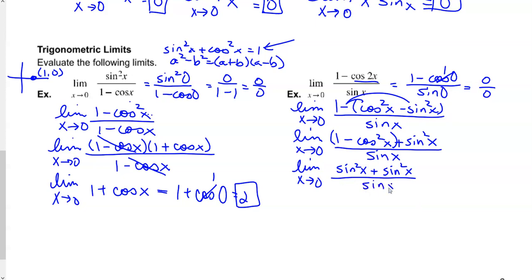Now, I have two things on top that I can combine like terms. So I'm going to get the limit as x approaches 0. Sine squared plus sine squared gives me 2 sine squared of x all over sine of x. Now, why is that important? Because now I have a sine on top, actually 2 of them, and I have a sine on bottom, so I can actually cancel one of these with that square. Okay, so when I cancel it, then I end up with 2 times the sine of x. And so as x goes to 0 of 2 times the sine of x, this is kind of a new modified function that I have.